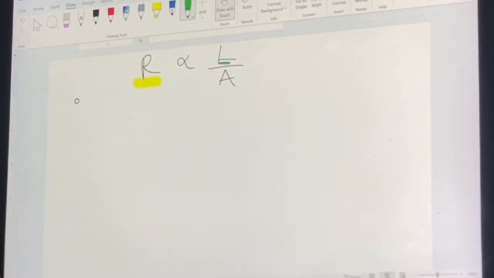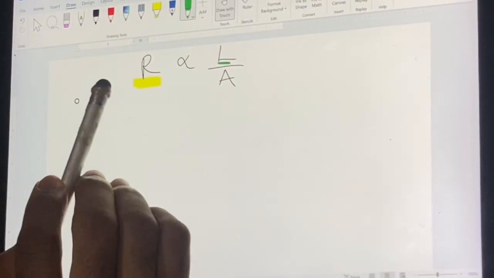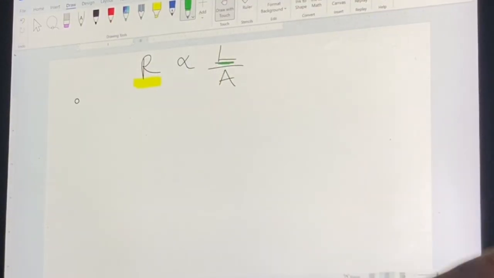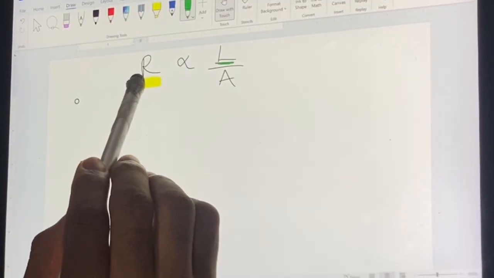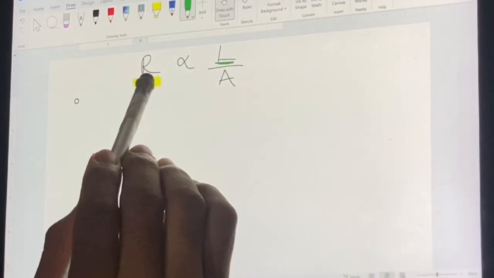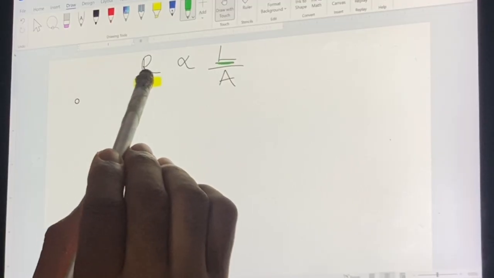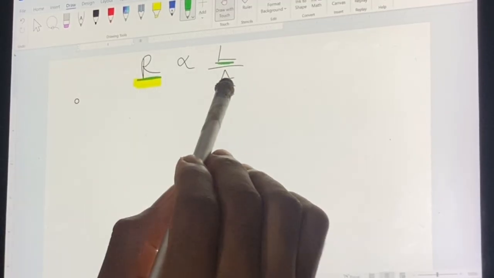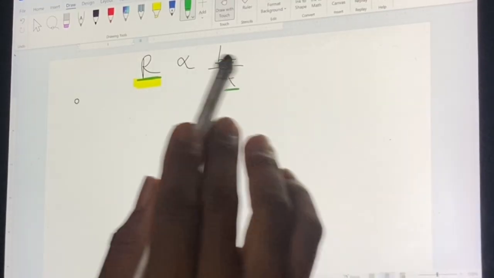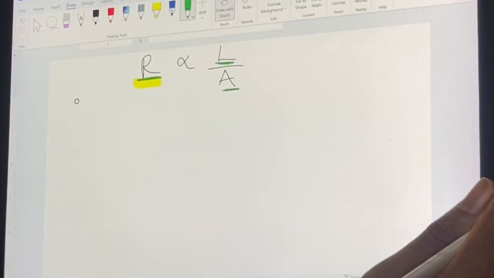So if it is in direct proportionality, it means that an increase in resistance will cause an increase in the length, and a decrease in the resistance will cause a decrease in the length. Inversely, the statement will be that an increase in resistance will cause a decrease in area. Okay, now let's get some questions that apply to this particular formula.